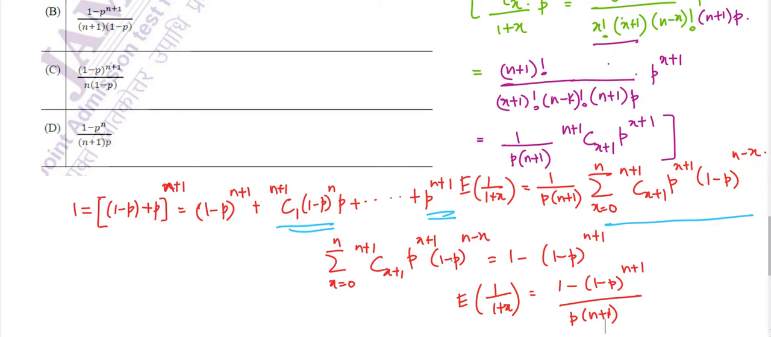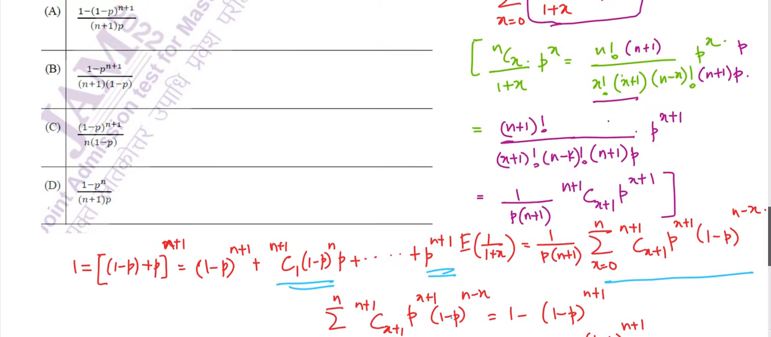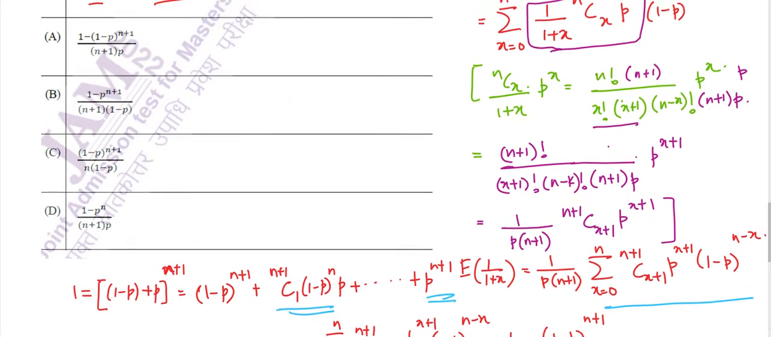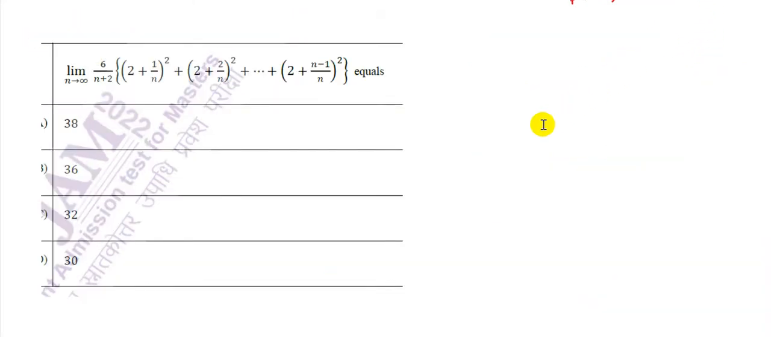Now let's look at the options. So the first option is the correct one. We move to the next question, where we are asked to find the limit of a sum.